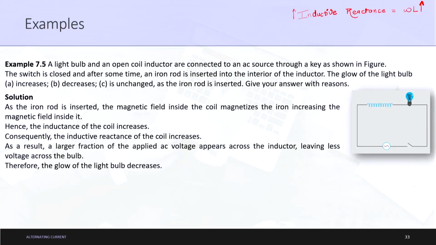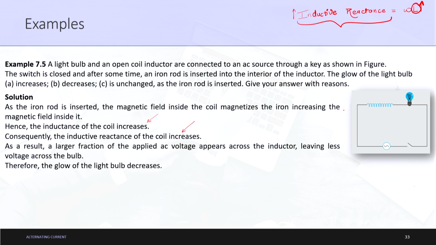So, everything which I just said is written here. As the iron rod is inserted, the magnetic field inside the coil magnetizes the iron, increasing the magnetic field inside it. So, magnetic field will get increased. Why? Because an iron rod is inserted. Due to which the inductance of the coil increases. Okay. So, inductance has been increased, that means the value of L is increased. Consequently, the inductive reactance of the coil increases.